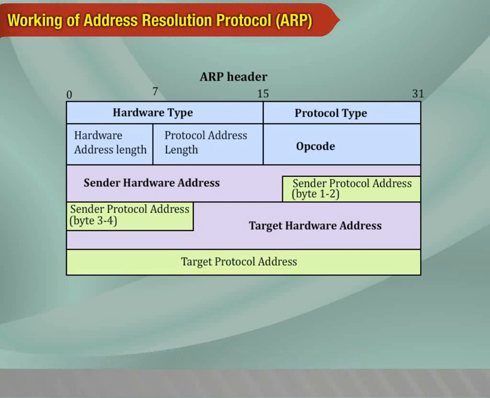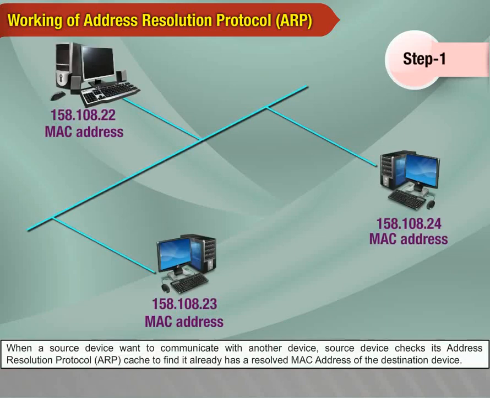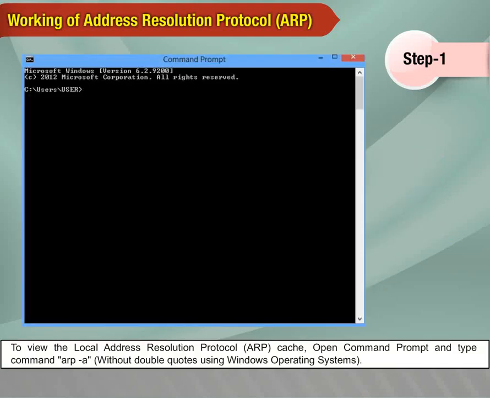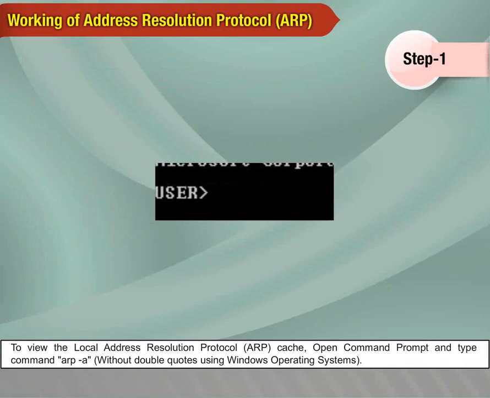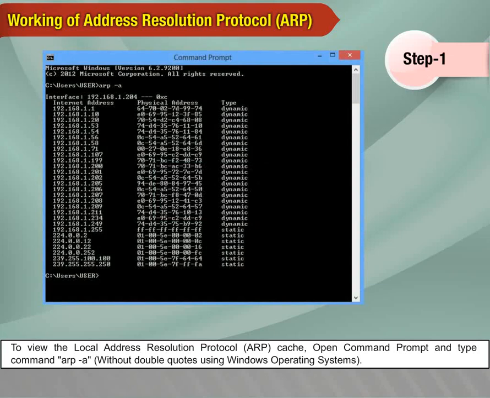Working of Address Resolution Protocol ARP. Step 1. When a source device wants to communicate with another device, the source device checks its Address Resolution Protocol ARP cache to find if it already has the resolved MAC address of the destination device. If it is there, it will use that MAC address for communication. To view the local ARP cache, open Command Prompt and type arp -a without double quotes using Windows operating systems.